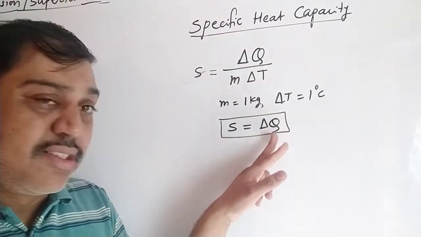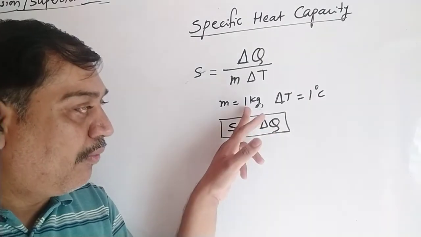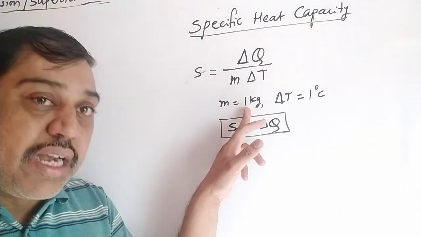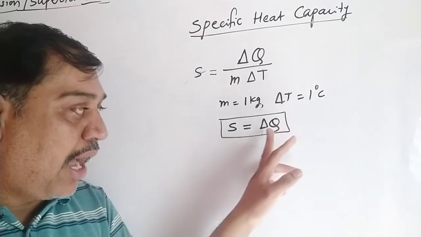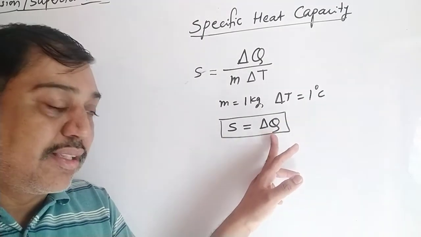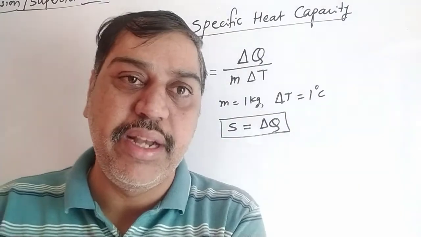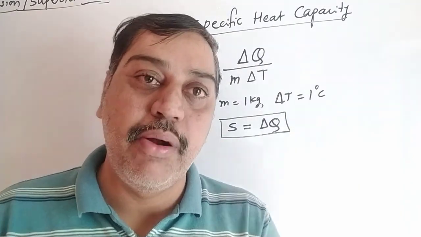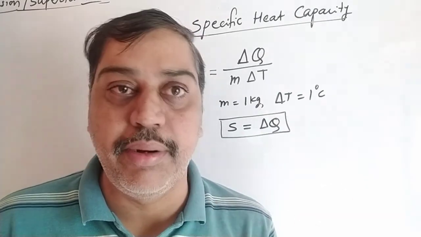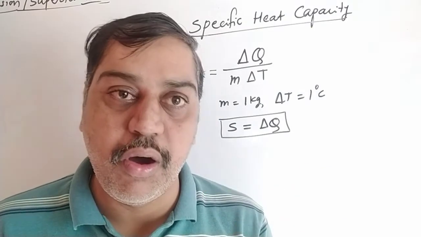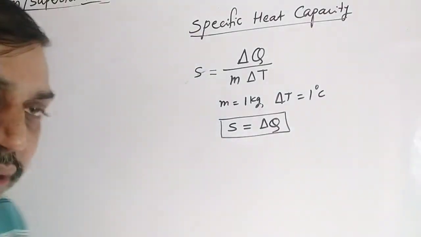The amount of heat supplied to a material of 1 kg mass to increase its temperature or decrease its temperature by 1 degree Celsius is said to be the specific heat capacity of that material. In short, for any material we have taken, how much heat should be supplied to increase the temperature of that material by 1 degree Celsius, or decrease it by 1 degree Celsius. I will try to explain it.